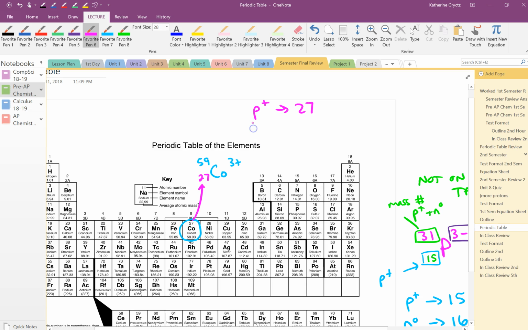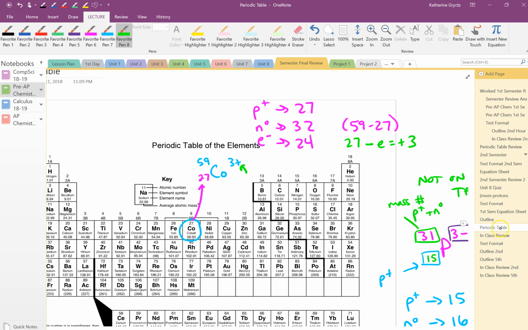If I asked you for neutrons, you would have to take the 59 minus the 27, so we would get 32. And if I asked you electrons, you would have to say 24. You can either do 27 protons minus the number of electrons is equal to +3, and you'd get 24. Or you can look at this and say, this means I've got 3 more pluses than I have negatives, and I know I have 27 pluses, so I have to have 3 less than that in negatives. So there's your protons, electrons, and neutrons.